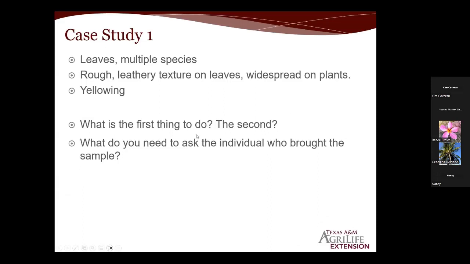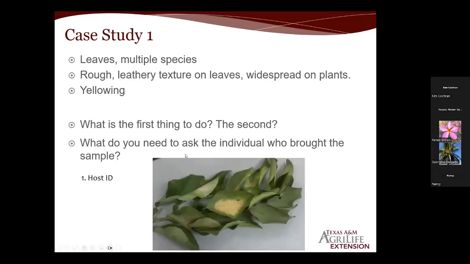All right, so when y'all are master gardeners, people are going to bring you stuff and they're going to ask you things like, let's say someone brings you leaves, a lot of different species. They all have a rough leathery texture and it's on a lot of different plants and there's general yellowing. The first thing that you would do would be ask about the host ID. So in this case, the lady brought me a bunch of citrus branches.